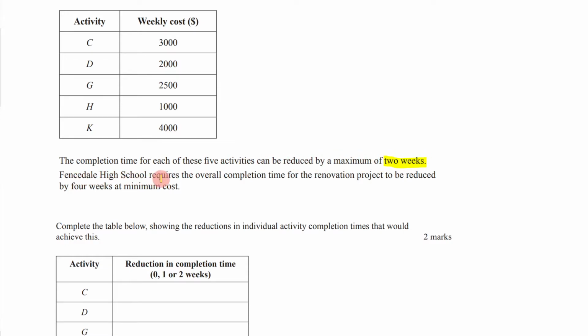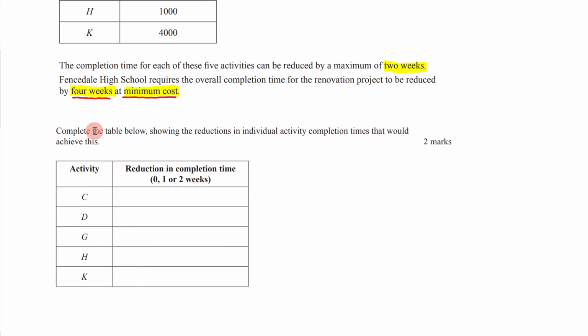Fensdale High School requires the overall completion time for the renovation project to be reduced by 4 weeks at a minimum cost. So what we're trying to do here is achieve a reduction of 4 weeks at a minimum cost. So we know that originally our minimum completion time was 35 weeks. So we want to turn 35 weeks into 31 weeks, and we want to do this with a minimum cost.